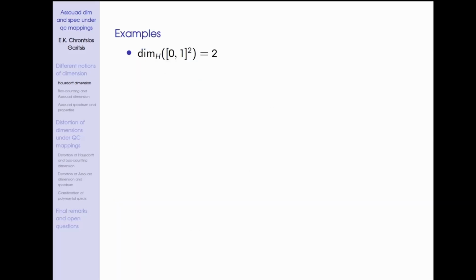Let's see some examples. Of course, the unit square has dimension 2. That should be expected. The set 1/n for n all natural numbers, union 0, has dimension 0. And that is because Hausdorff dimension comes from a measure. So a countable set will always have dimension 0.